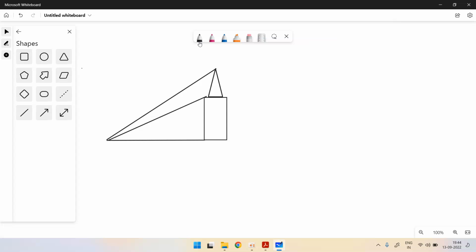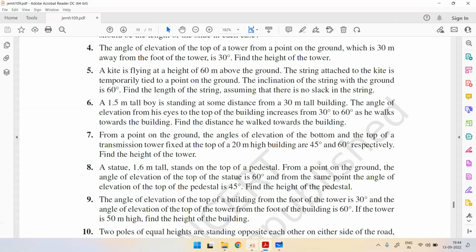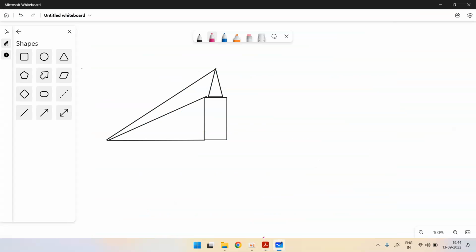Now what the question says is that the height of the building is given to be 20 meters, and the angles 45 degrees and 60 degrees are respectively to the bottom and top. So this is 45 degrees and this is 60 degrees. This is my tower and the height of the building is given to be 20 meters.